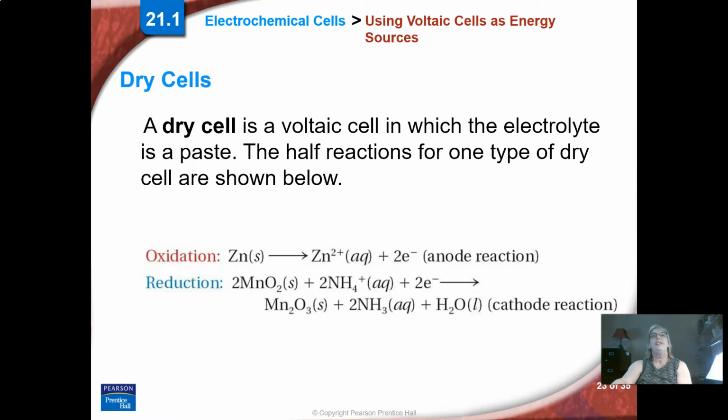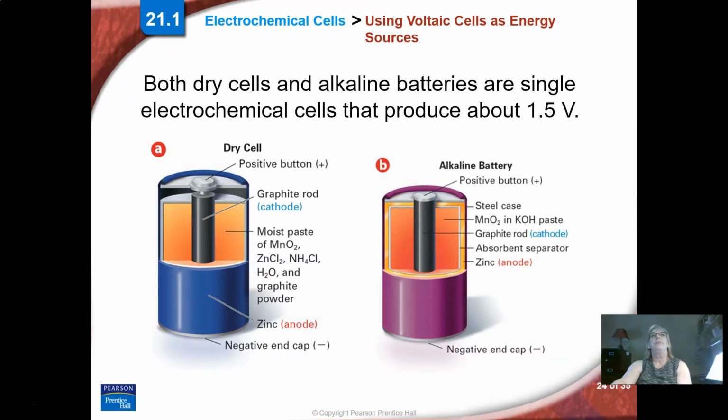And so this is what's happening in a dry cell. Instead of having electrolyte as a liquid, we have it as paste. So it's still the same idea as that salt bridge. We need some kind of paste in there for it to work. And so we've got a graphite rod as the cathode in a dry cell. And then we have the paste to allow things to move, and then we have a zinc anode. So that's a dry cell, and then an alkaline battery has the graphite as the cathode, and then zinc is an anode, and then you have a paste in the center to allow the electrons to move. So you have a circuit.